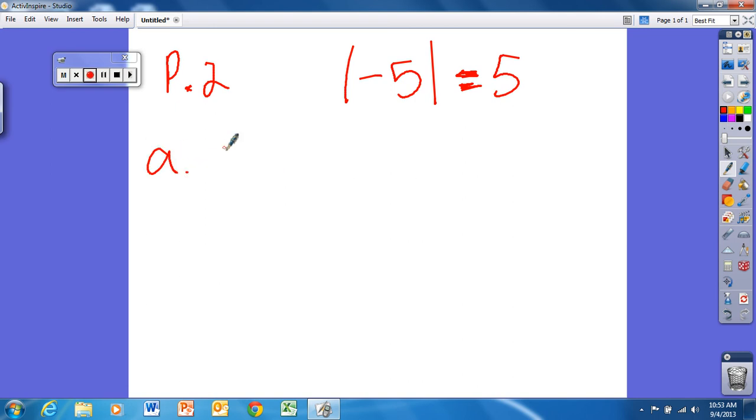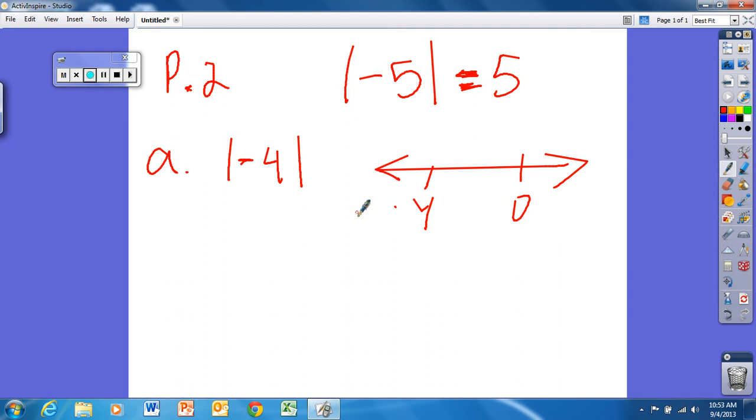It's probably easier. If you think about the absolute value of -4, you know that that's asking you how far away from 0 is -4 on a number line, right? If you have a number line, -4 is here, 0 is here, it's 4 units away. Distance always has to be positive. So the answer would just be 4.